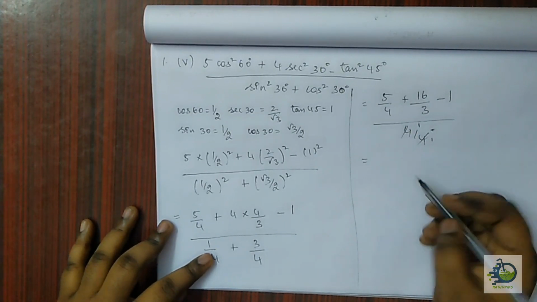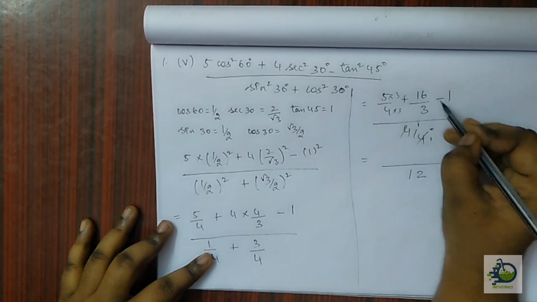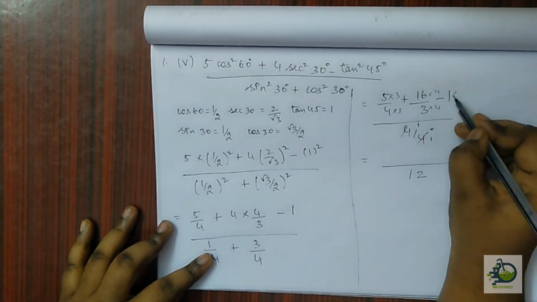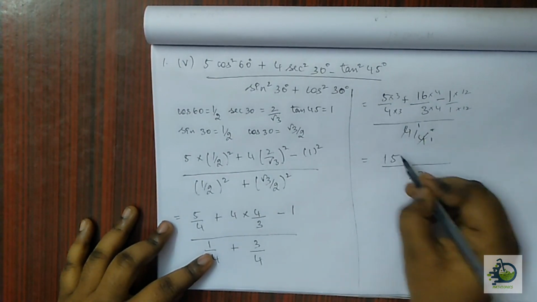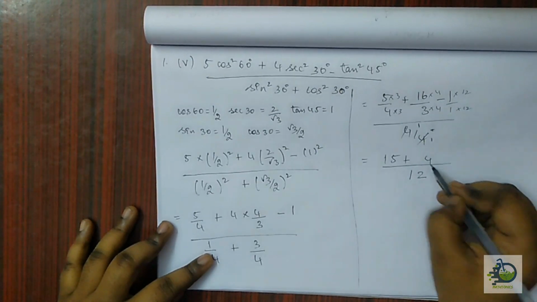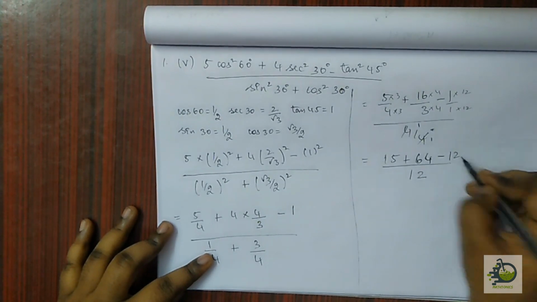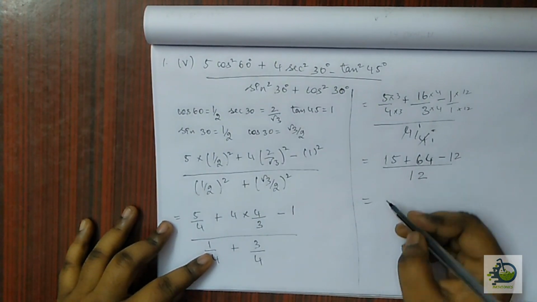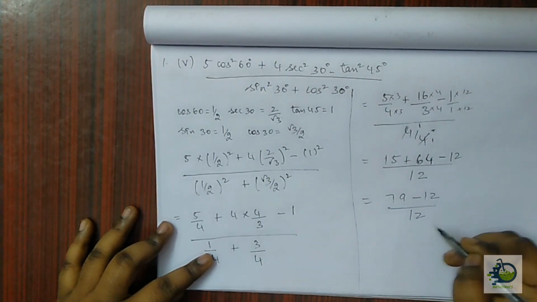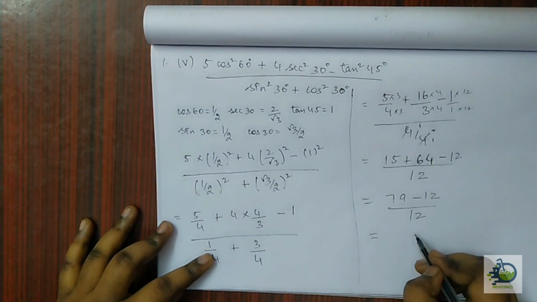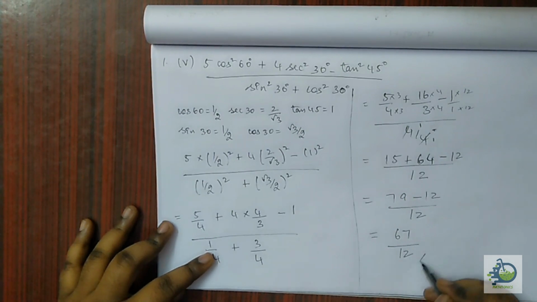Here for 4 and 3 if we take LCM it comes to be 12. So 5 3s are 15 plus 16 into 4 is 64 minus 12. So 15 plus 64 is 79 minus 12 by 12. Here 79 minus 12 is 67 by 12. That's all.